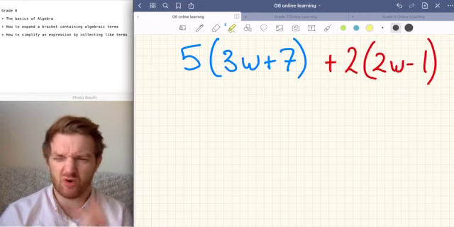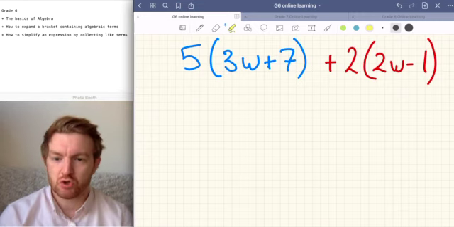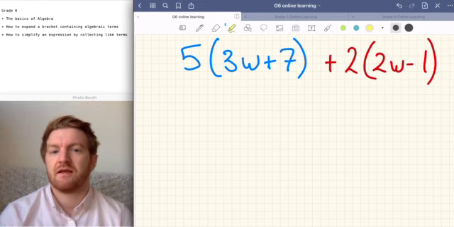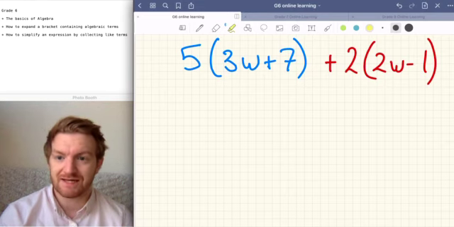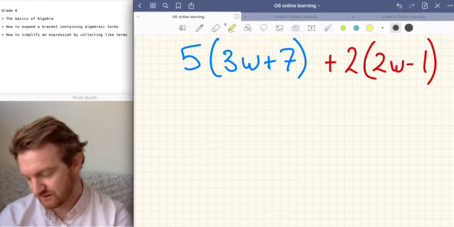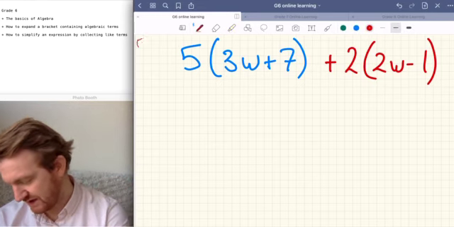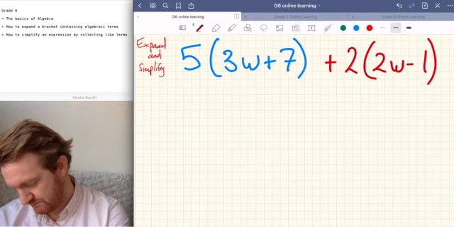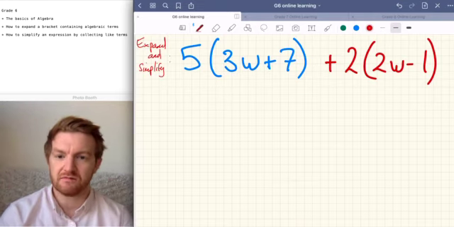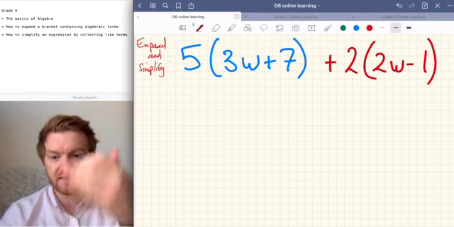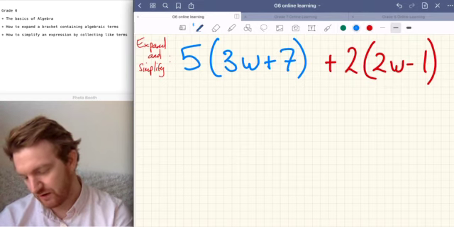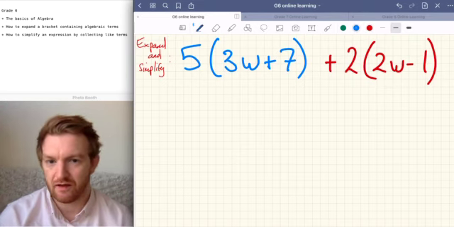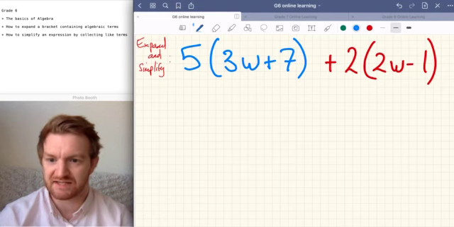One more, two more. Now we've got two sets of brackets, and we're going to combine them together. We're going to expand and simplify. The question will say expand and simplify. So that's what we're going to do. We're going to expand, then we're going to simplify. I've color-coded them for you so you can see what we're doing. Hopefully we're getting a bit more comfortable with this now.